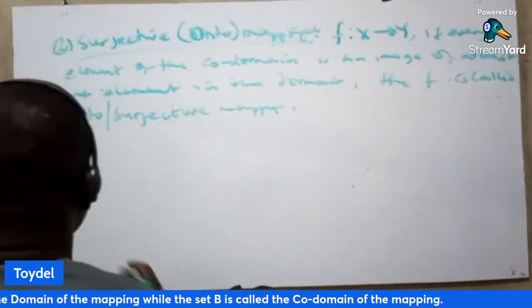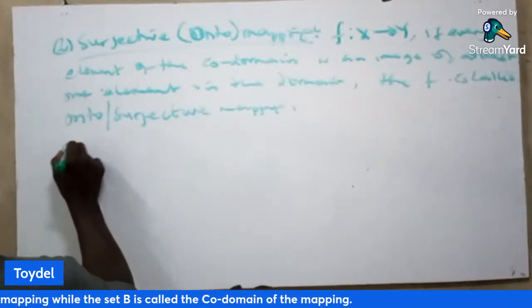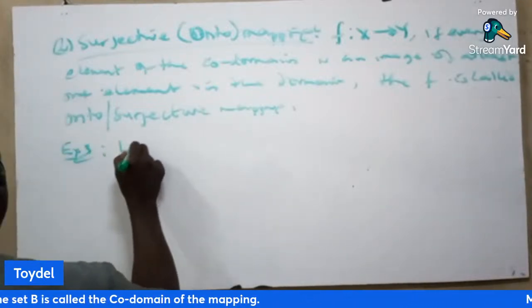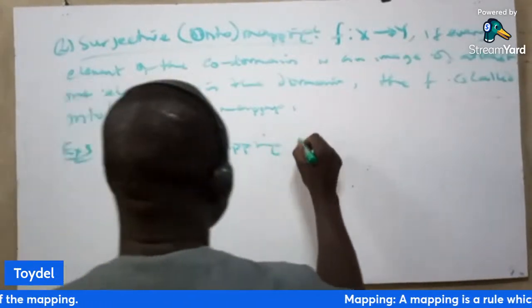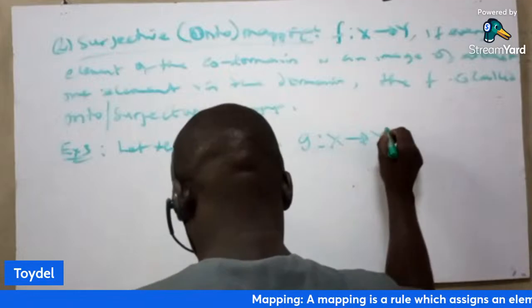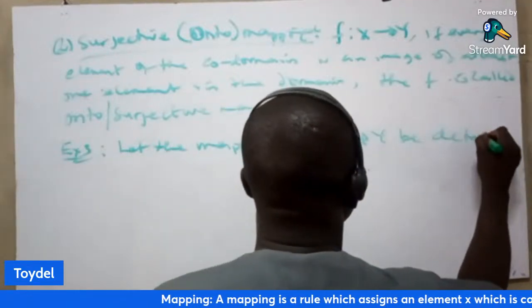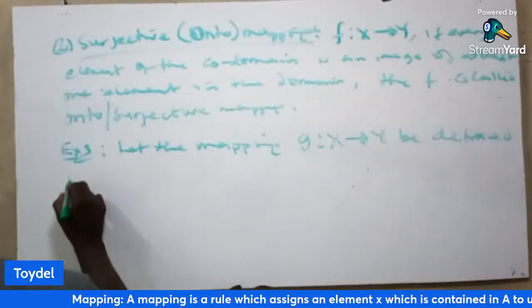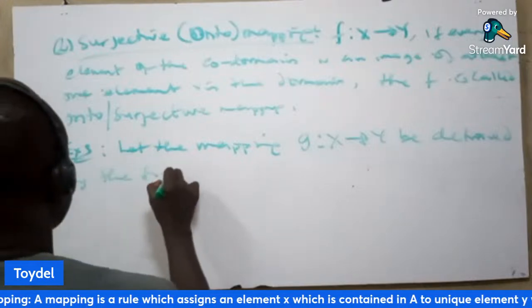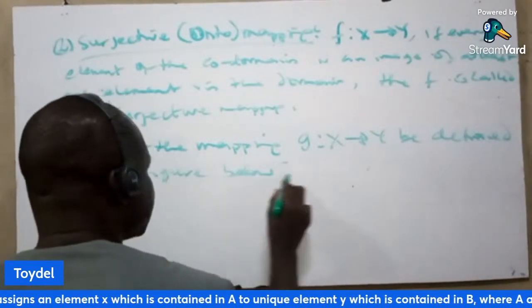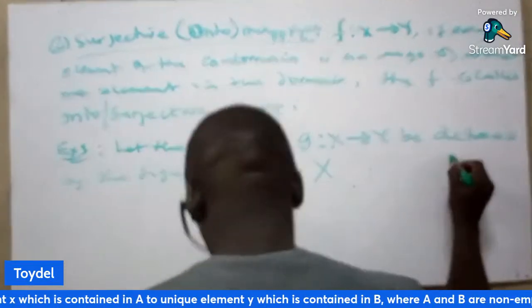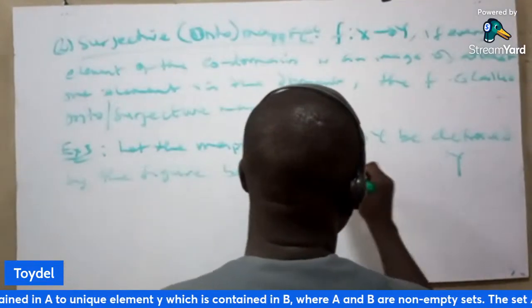So let's give an example under this. Say example 3. Let the mapping g from S to Y be defined by the figure below. So this is what we have here. Now we have X, this is the domain, and we have Y, this is the codomain.